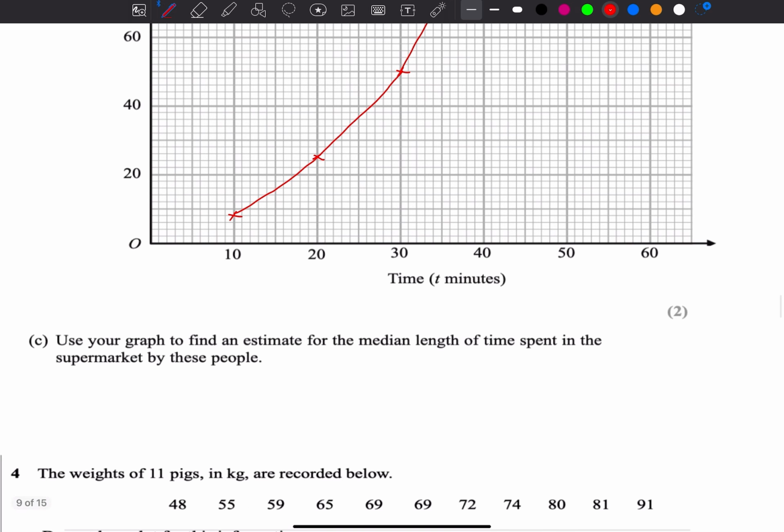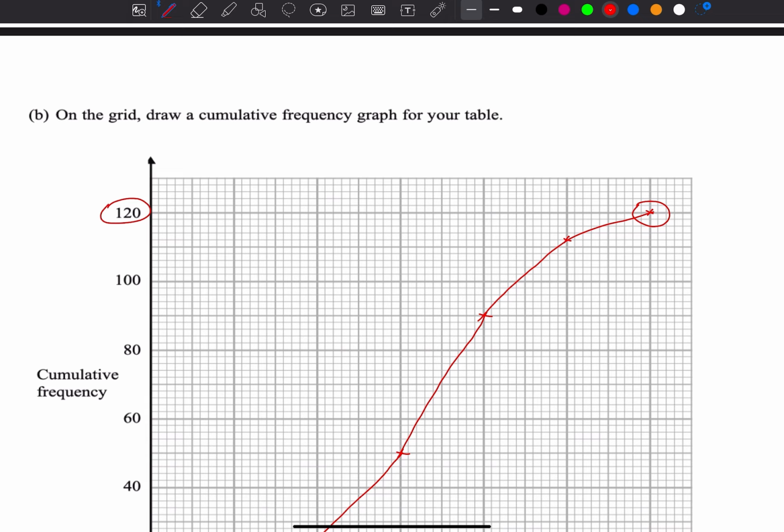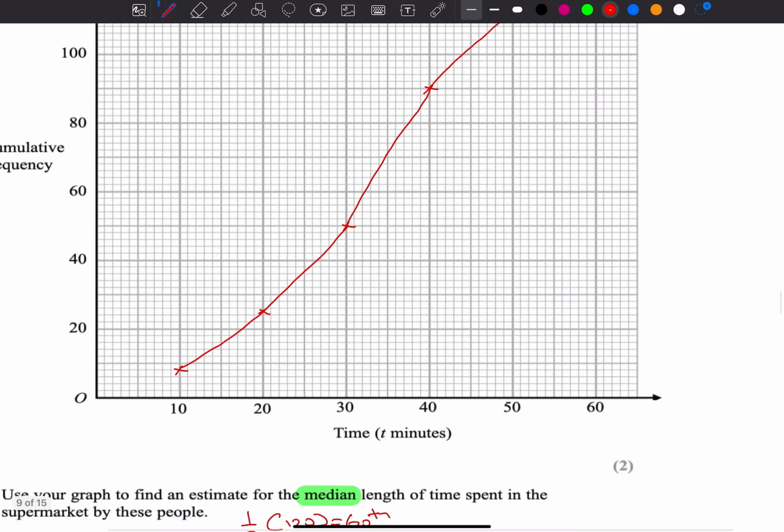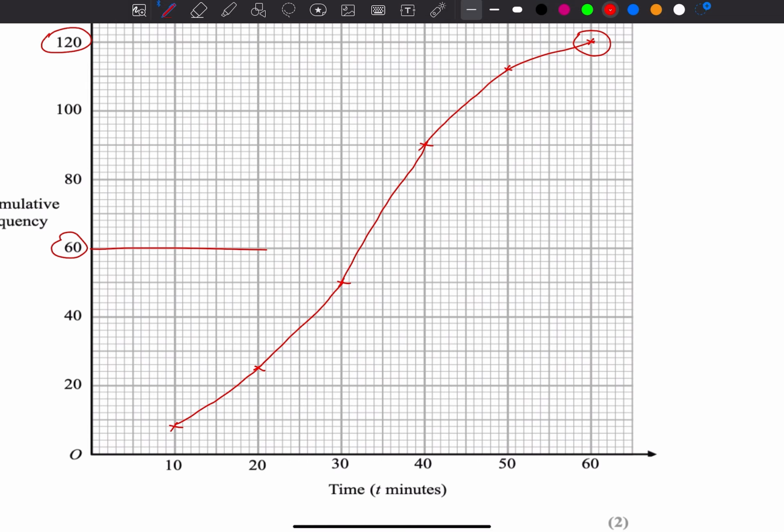Work out an estimate for the median. Okay, so they would like to know what's a median. Median, what's the formula of median? Half n. N is the total number of data that is available, which is 120. Half of 120, which is the 60th value. The 60th value is here.